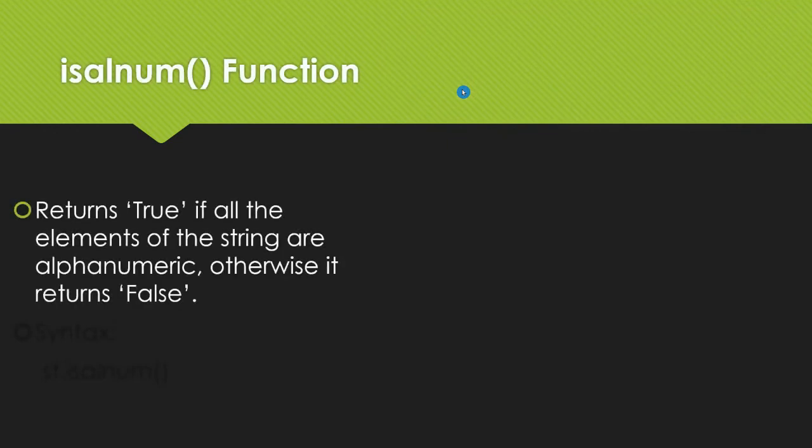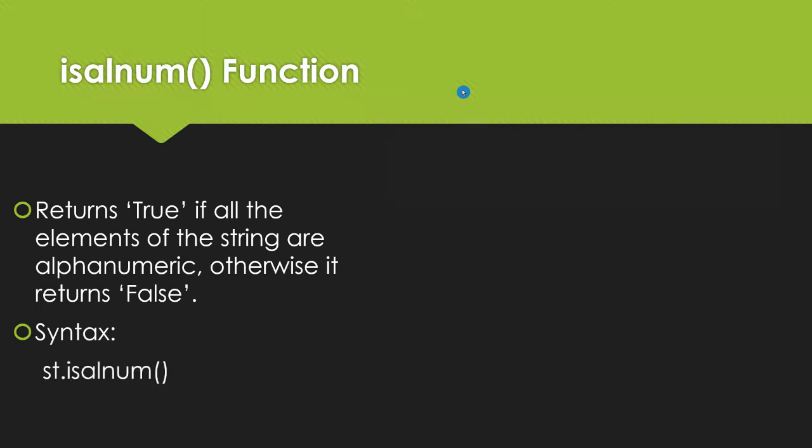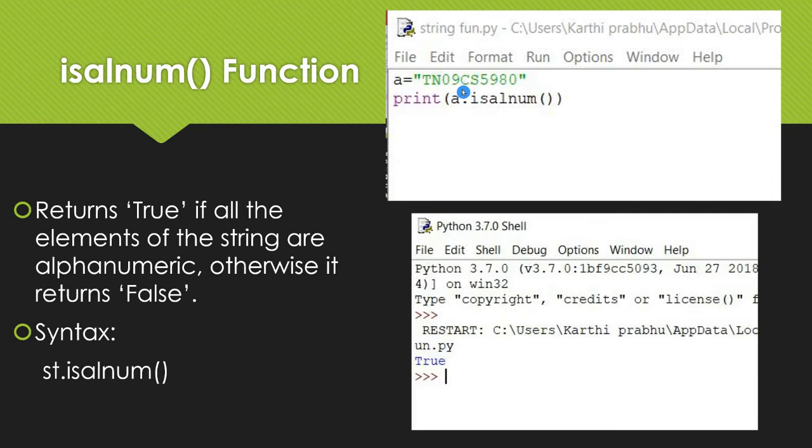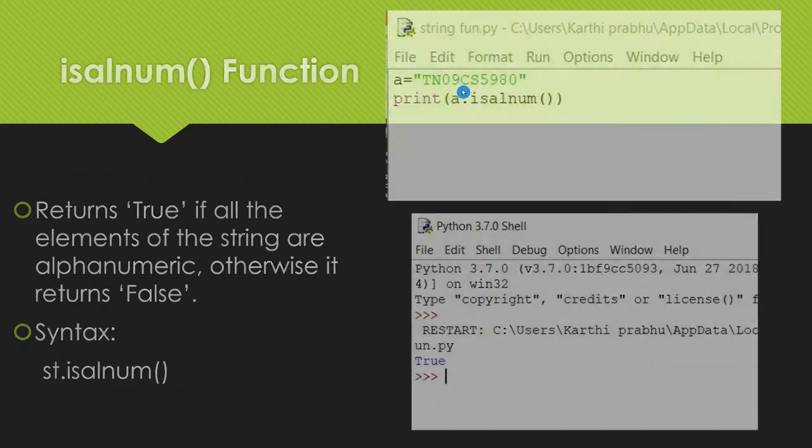This is used to check whether the given characters are alphanumeric. In that case it will give true, else it will give false. The syntax is variable dot isalnum, open and close bracket. For example, here I'm giving a vehicle number. This has both alphabets and numbers, so of course it will give the output as true. Alphabets and numbers together are called alphanumeric. So this is the use of the isalnum function.